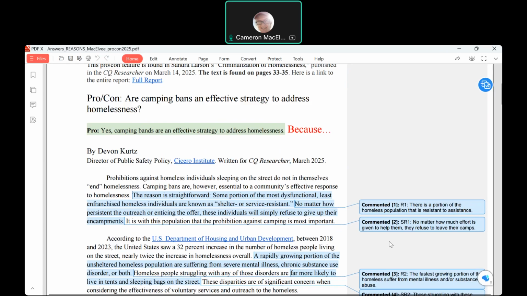So that's the first reason, but the supporting reason is followed right after that. He explains that no matter how much effort is given to help them, they refuse to leave their camp. So notice he's trying to explain to you why they're resistant to assistance. They simply don't want to. So that's reason 1 with its supporting reason.